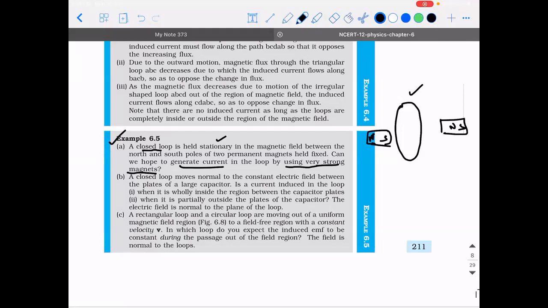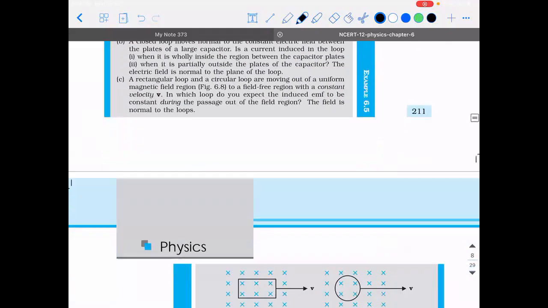Relative motion. Here, the word stationary itself tells you that it is not possible. Only when the magnets are in motion can you change the flux. So the whole objective of this chapter is only one thing: you have to change the flux with respect to time. If there is no change of flux with respect to time, you can forget about generating current. So the answer is no, however strong a magnet you use.